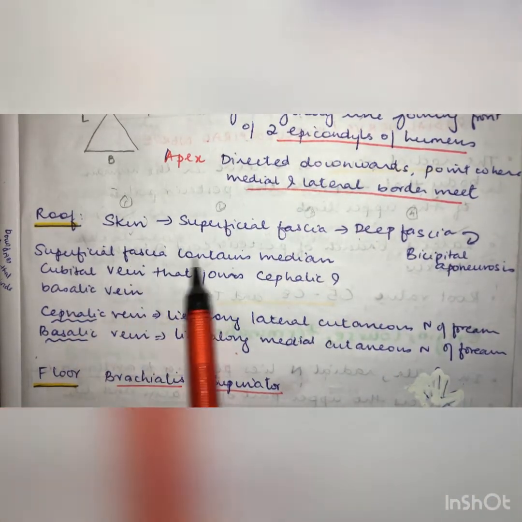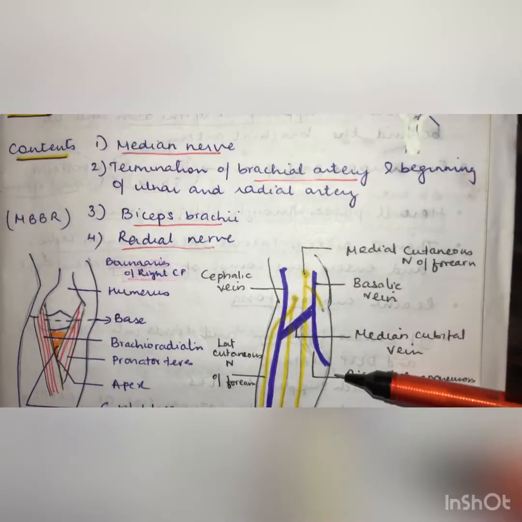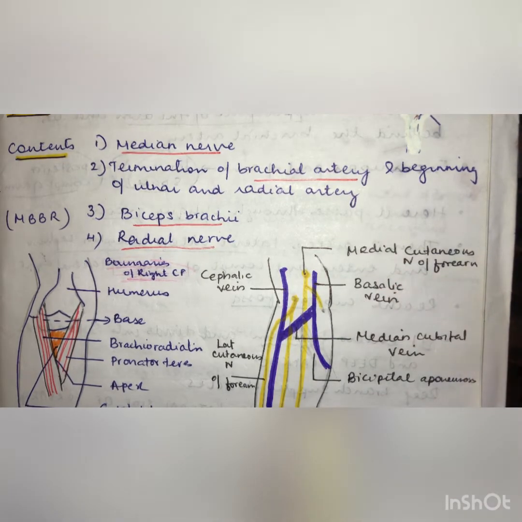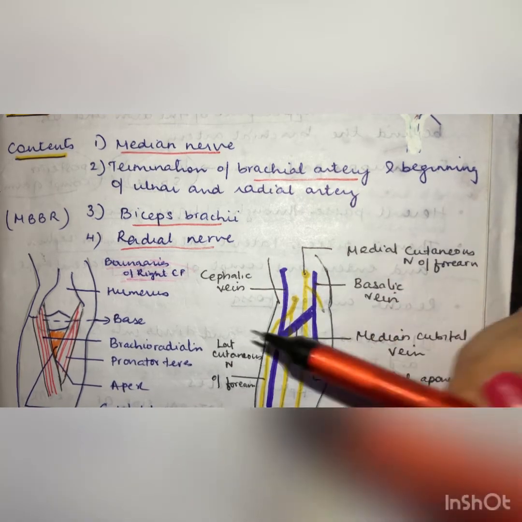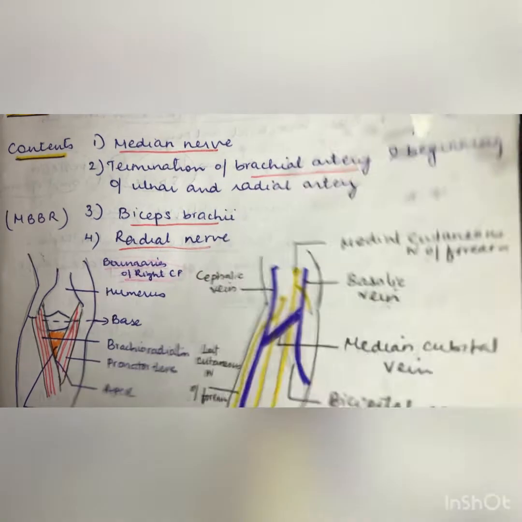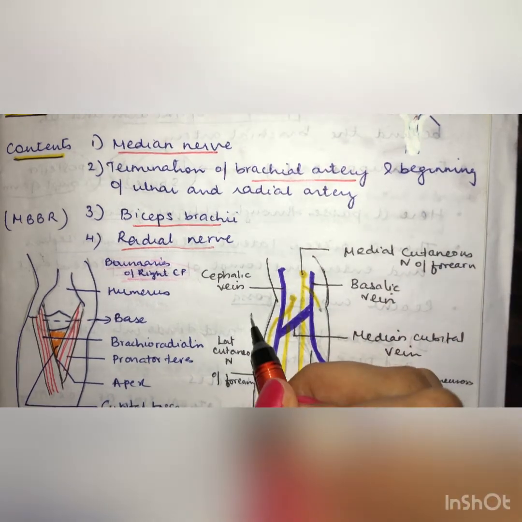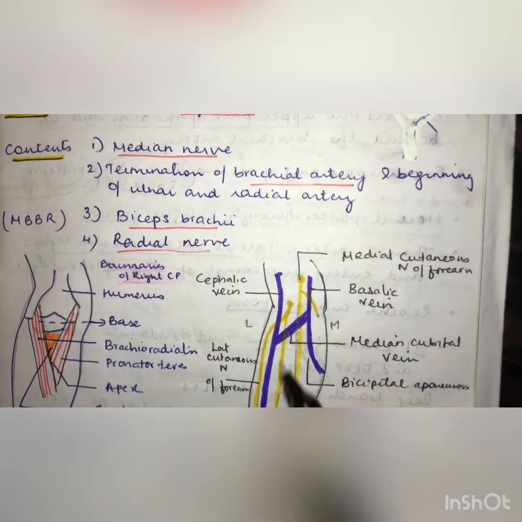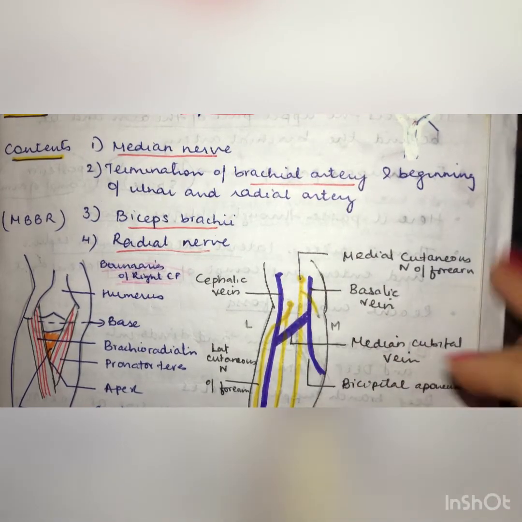The superficial fascia contains the medial cubital vein that joins the cephalic and the basilic vein. This is the basilic vein and this is the cephalic vein. The cephalic vein lies laterally in the forearm and the basilic vein lies medially in the forearm. In between both is the medial cubital vein, which connects both these veins.